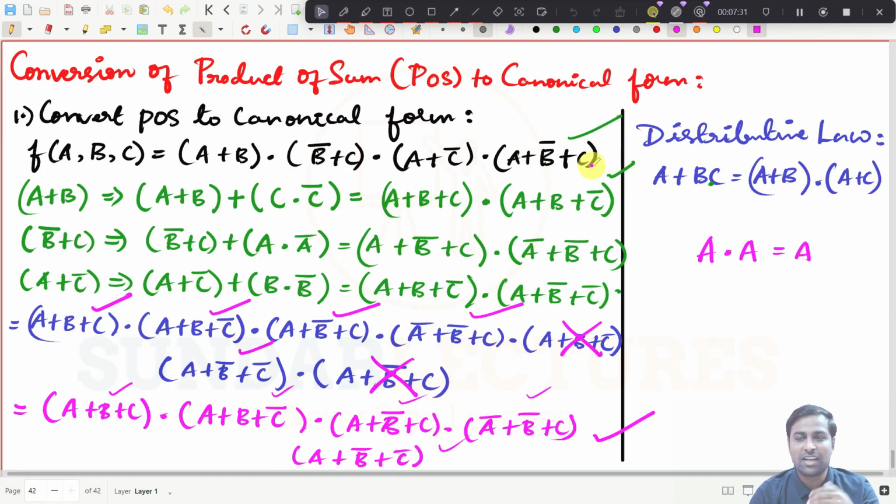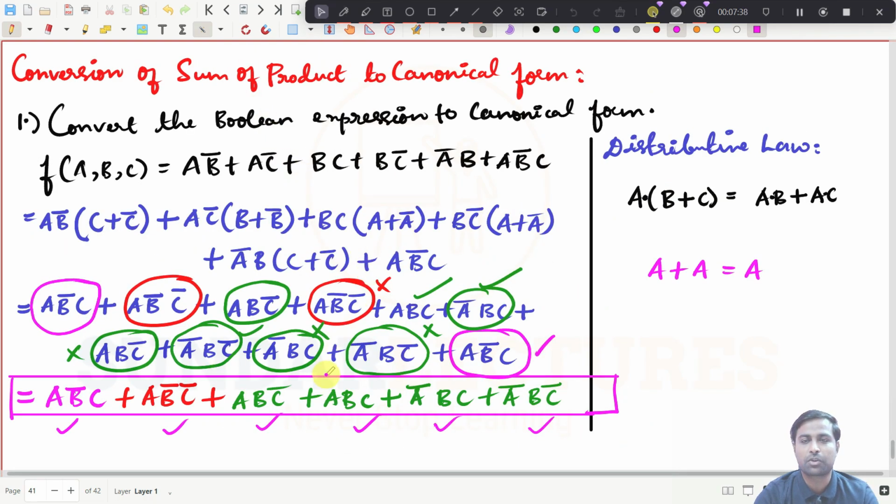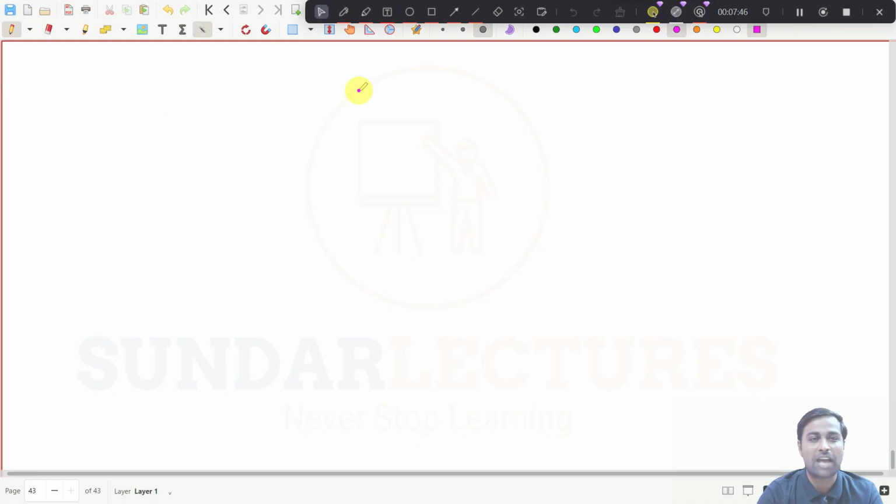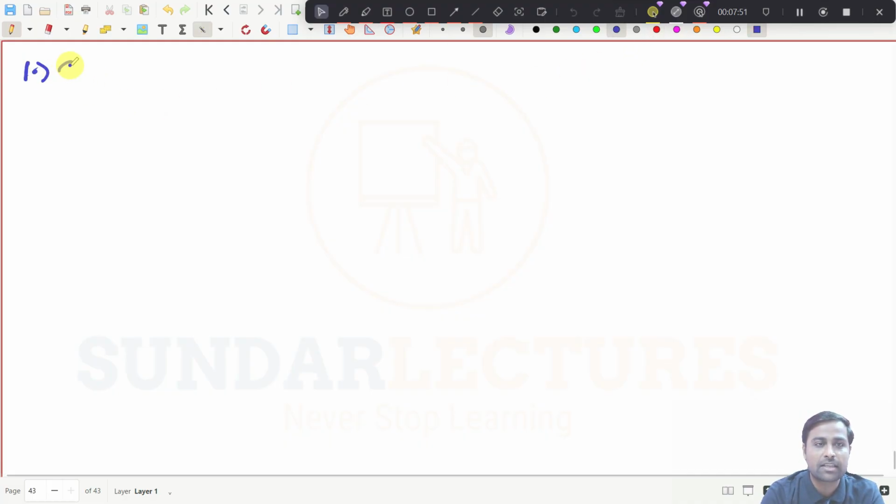So what I want to tell you now, this is the whole idea, this is the general procedure. This is how you need to convert by using the distributive law. But what you can do, you can go for the shortcut method. So I will tell you the shortcut method in a quick time. I will take SOP function first.